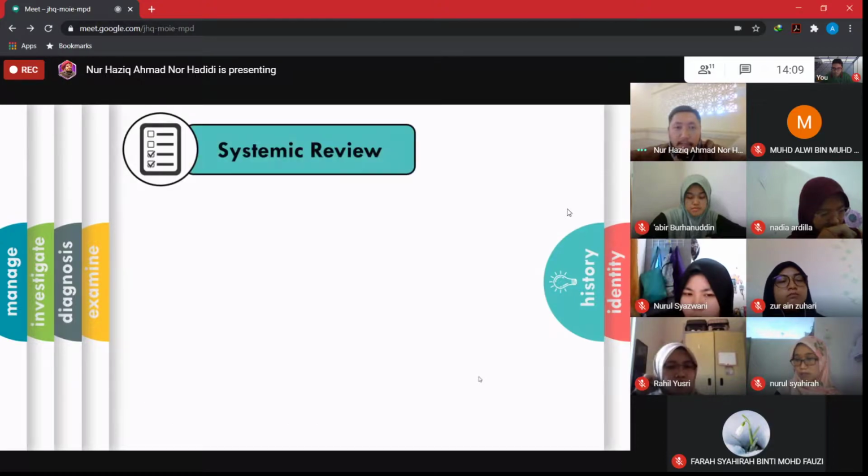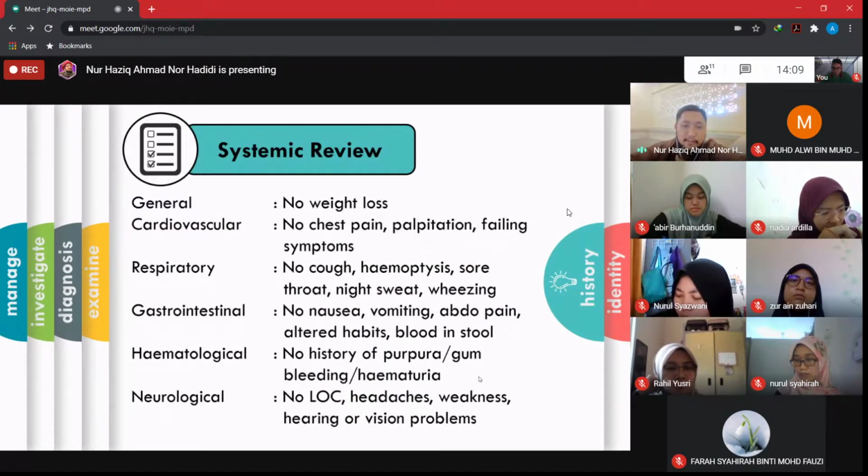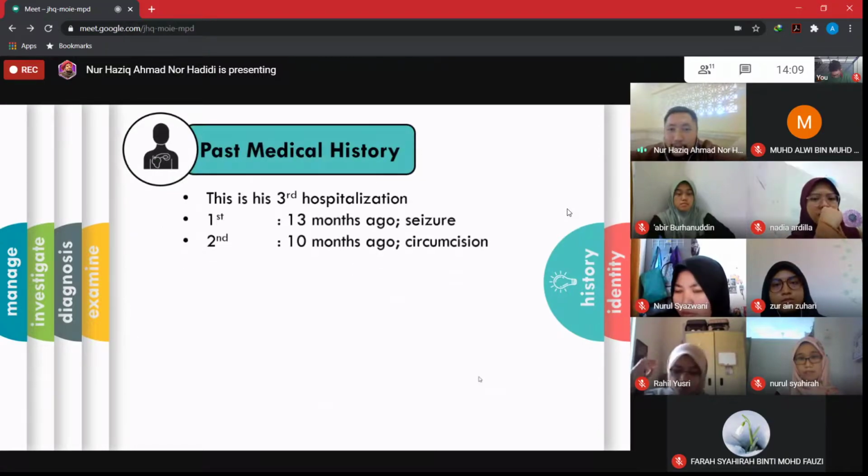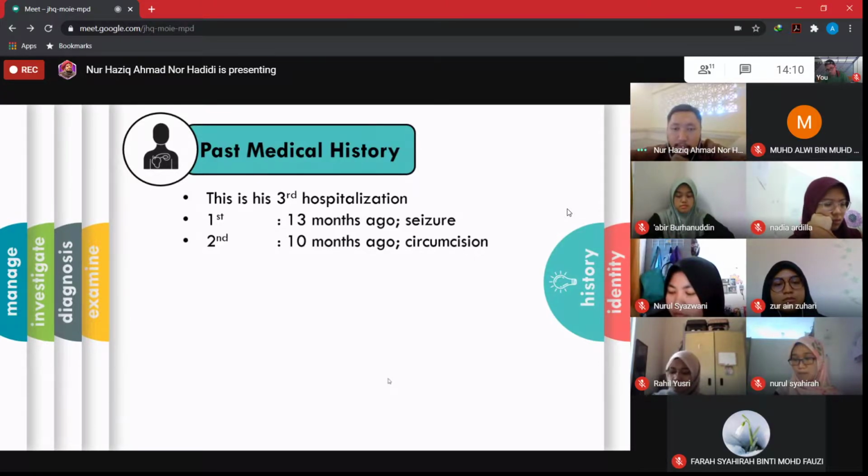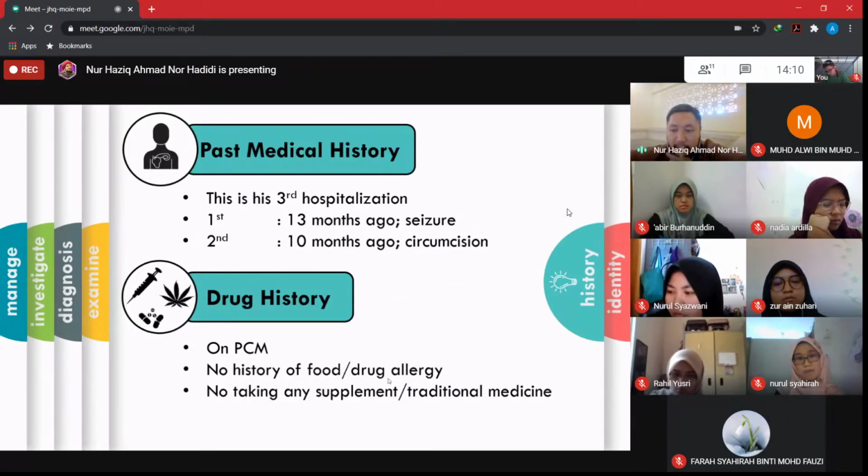For the systemic review, basically it is unremarkable. For the past medical history, this is his third hospitalization. His first hospitalization was about 13 months ago due to seizure. His second hospitalization was about 10 months ago due to circumcision. Otherwise, it was uneventful. For the drug history, he is not on any medication except for the Panadol itself. There was no history of drug or food allergy, and no history of taking other supplements or traditional medicine.